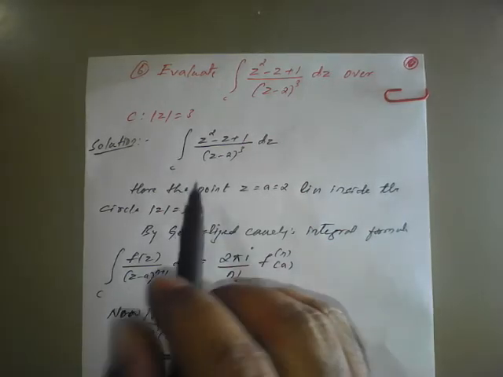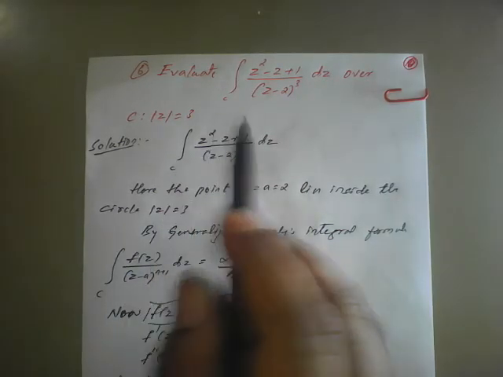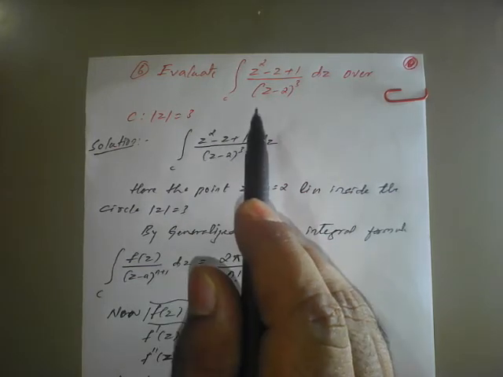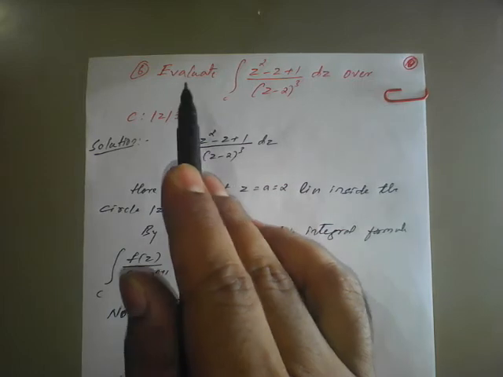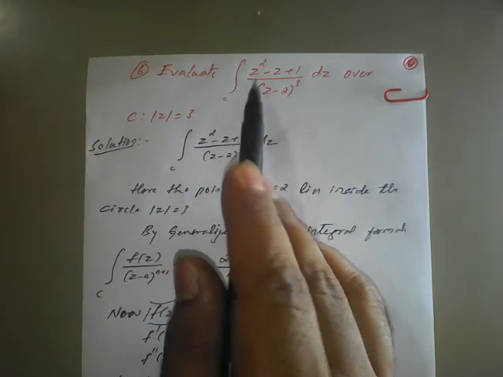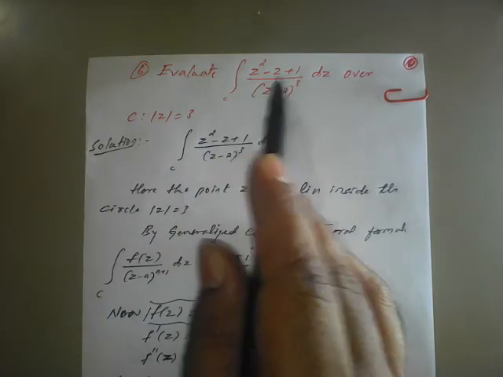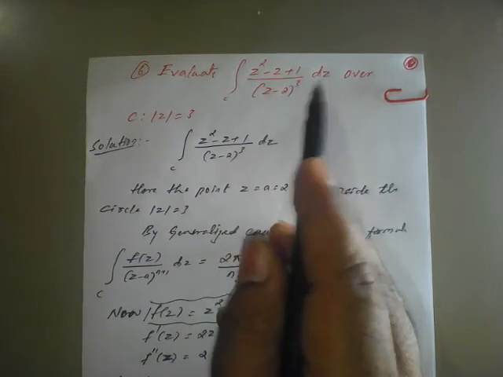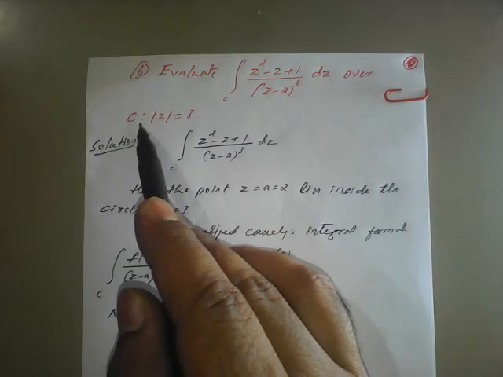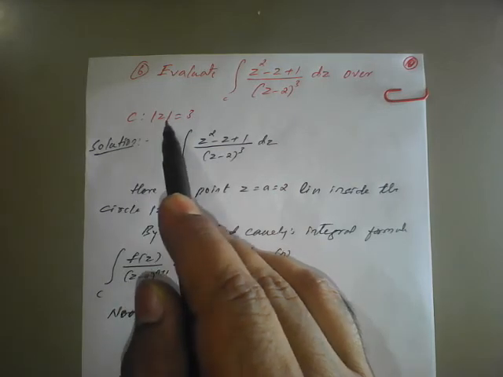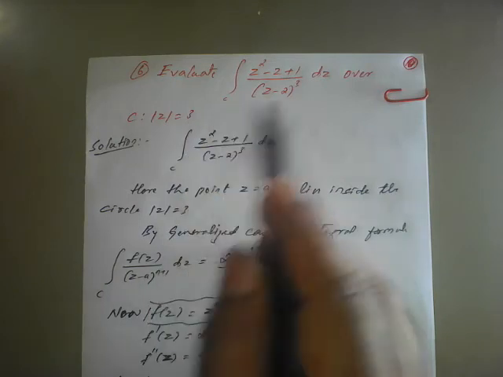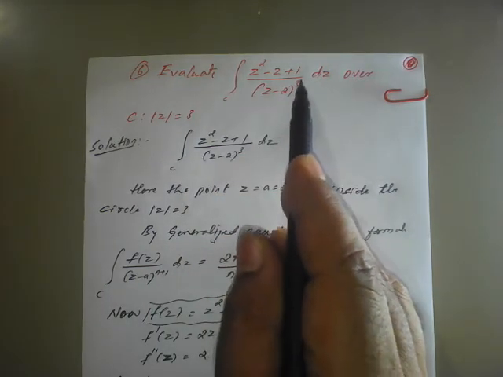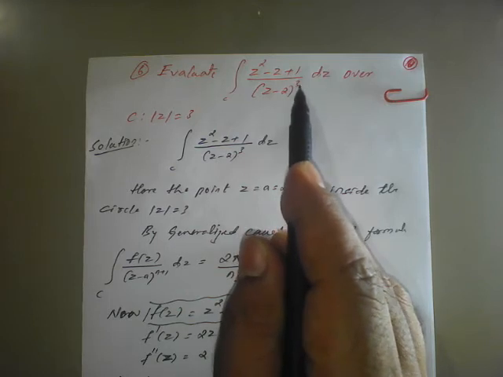Now we'll see the examples based on a mixture of both Cauchy's integral as well as the generalized Cauchy's integral formula. So here one of the questions is: evaluate the integration of z square minus z plus 1 divided by z minus 2 whole cube dz over the circle C of mod z equal to 3. Just observe here, in the previous class we didn't have this raised to power 3.